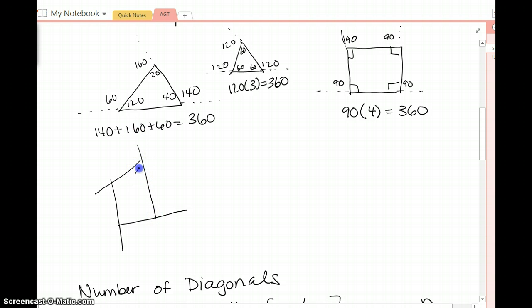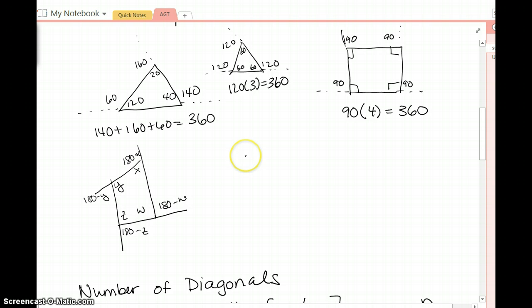Okay, so I'm going to label these X, Y, Z, and W. So this exterior angle is 180 minus X. This exterior angle is 180 minus W. This exterior angle is 180 minus X. This exterior angle is 180 minus Y. And this exterior angle is 180 minus Z.